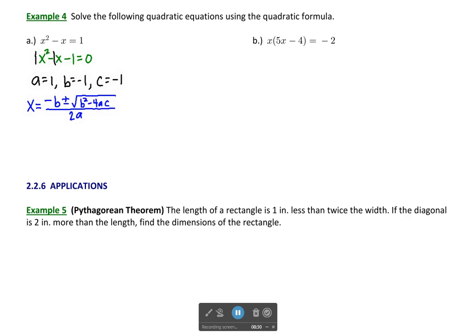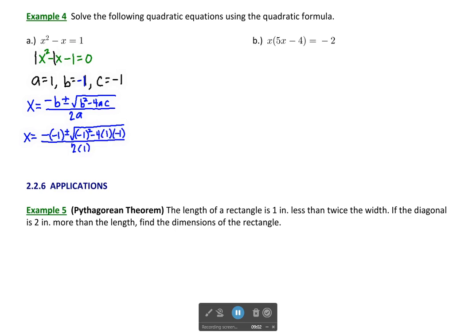And then I can see what goes where. So plugging in negative 1 for b, now be careful here, I'm going to copy the negative from the formula, and then I'm going to replace b with negative 1. So I get a double negative right there. Plus or minus the square root. Now I'm going to square b. Since it's negative, I want to keep it in parentheses. Minus 4 times a, which is 1, and c, which is negative 1. All divided by 2 times a, which is 1.